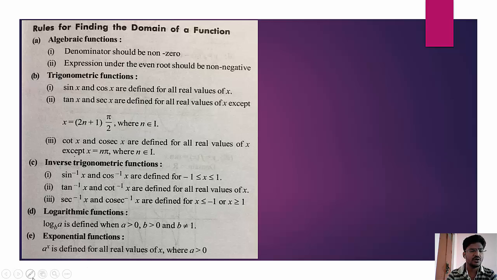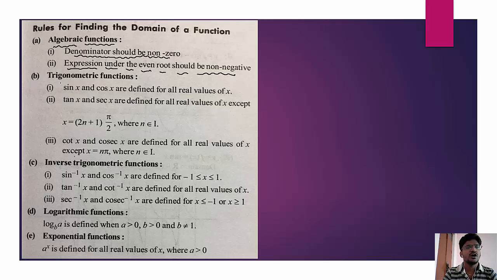In that, first we have studied about algebraic functions. Whenever you are finding the domain of a function in the algebraic, the denominator should be non-zero. This we have already studied. And the second point is the expression under the even root should be non-negative. This also we have studied clearly in the previous class. If you have any doubt, you can watch my previous video.